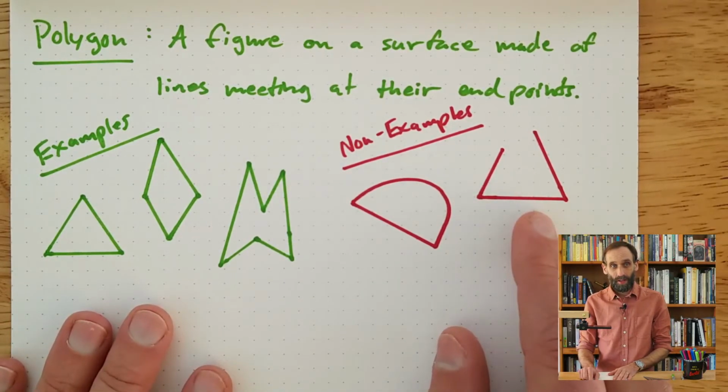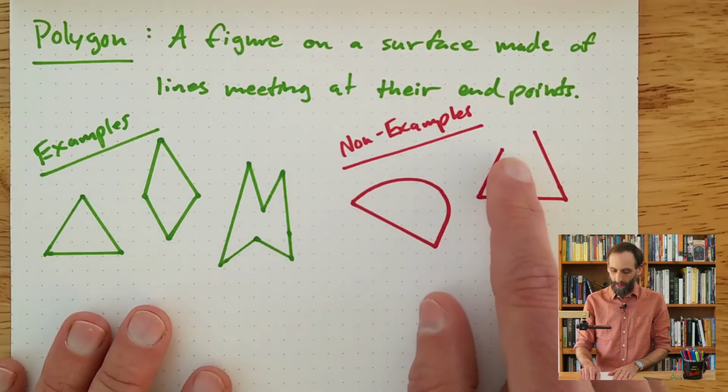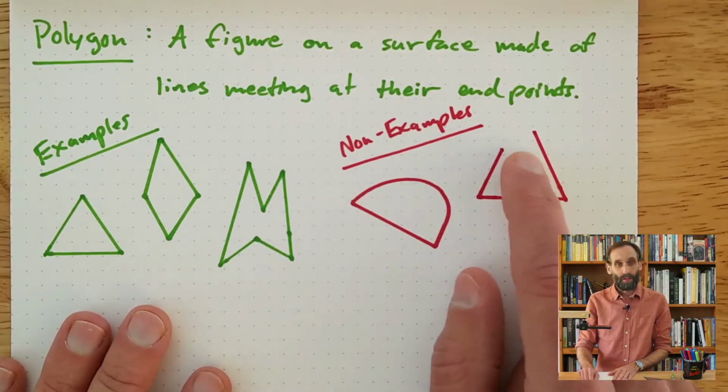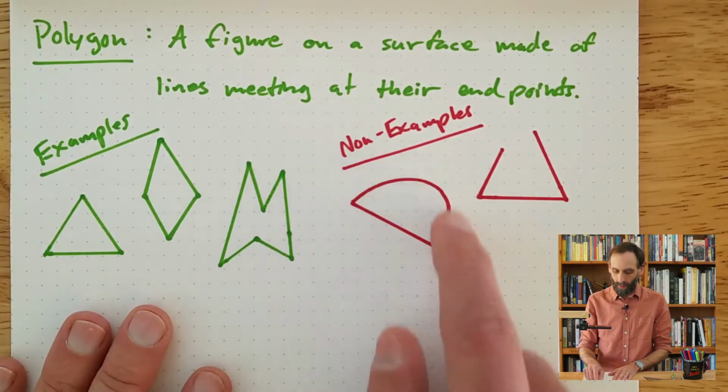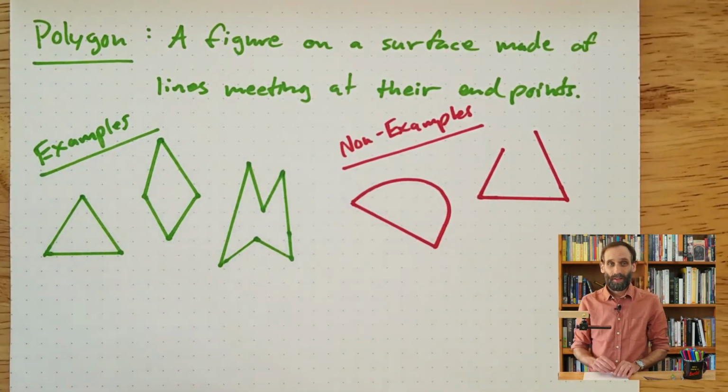Now, some non-examples are over here. This is made up of straight lines, but we don't see the lines meeting at their endpoints right here. So this is not a polygon. And this one here has one straight line and one curved line. So again, not a polygon.